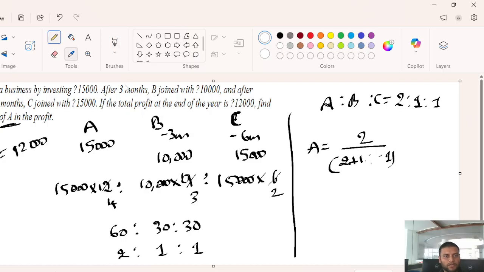I'm not able to write here. Okay, guys, you can see I'm not able to write actually, but you can do it stepwise. 2 divided by 2 plus 1 plus 1, that is 4, which is multiplied with 12,000. So 4 threes are 12,000, so you can say 2 into 3, 6,000 will be the amount given to A.